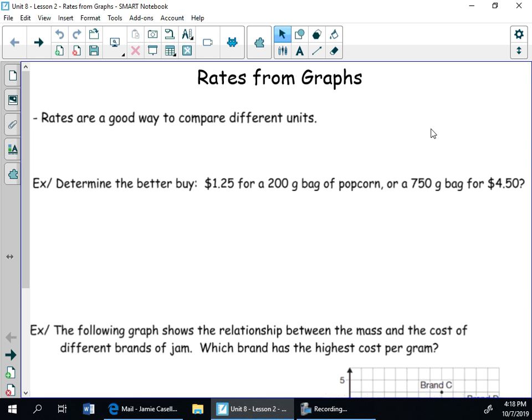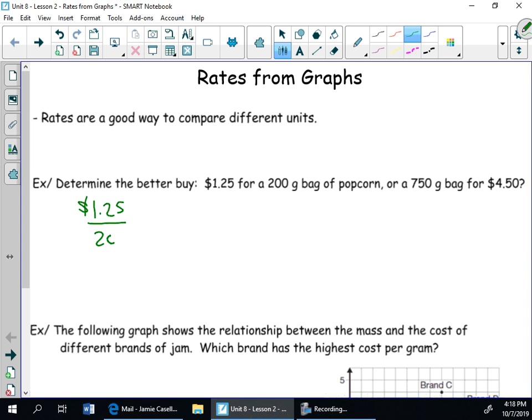So we're going to go shopping for popcorn today. It's a theater. Should we buy a 200-gram bag of popcorn for $1.25 or a 750-gram bag for $4.50? Which of these is a better buy? Well, as we said way back when, take your money and you divide it by how many grams you get. And this one's going to cost us, and these are small numbers here, $0.00625 for 1 gram of popcorn. One kernel is going to cost you just that tiny bit of money.